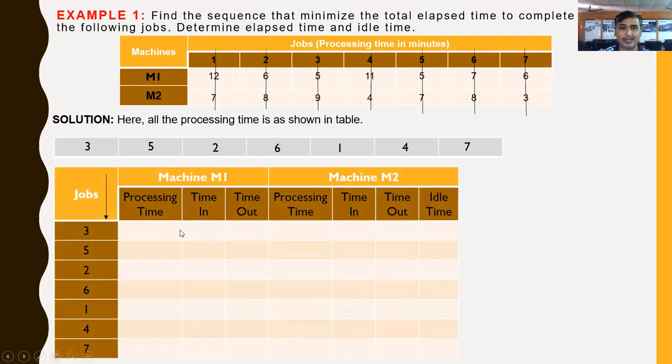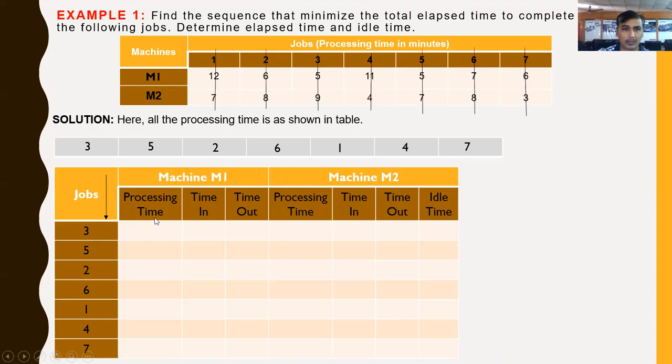Okay, this is the standard table. Machine 1, machine 2. In machine 1, first you write down processing time, time in, time out. Some people use time in on this side and write the processing time in the center. Same thing, processing time, time in, time out, and idle time. This is the sequence of the jobs we already found as per the Johnson algorithm: 3, 5, 2, 6, 1, 4, and 7.